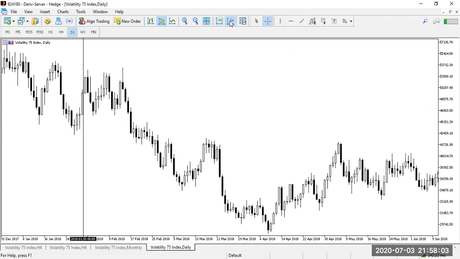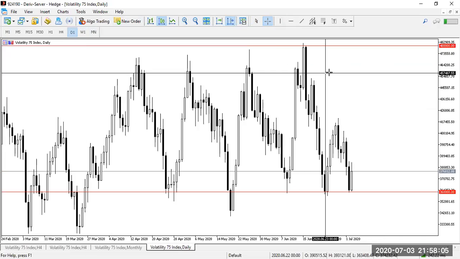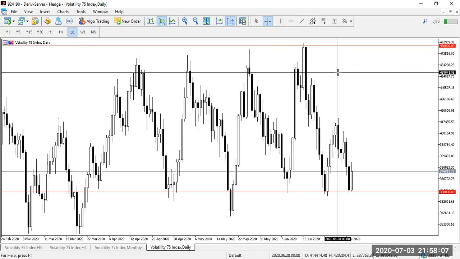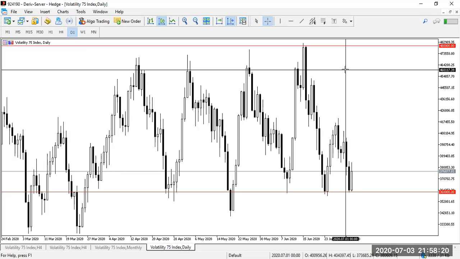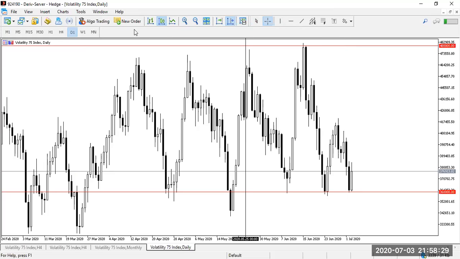Let me go to daily. 25th of June, 28th of June, 29th of June, 30th of June. Here, this is where the month ended. I think we are going up. I think we are going up because, let me go back to weekly.